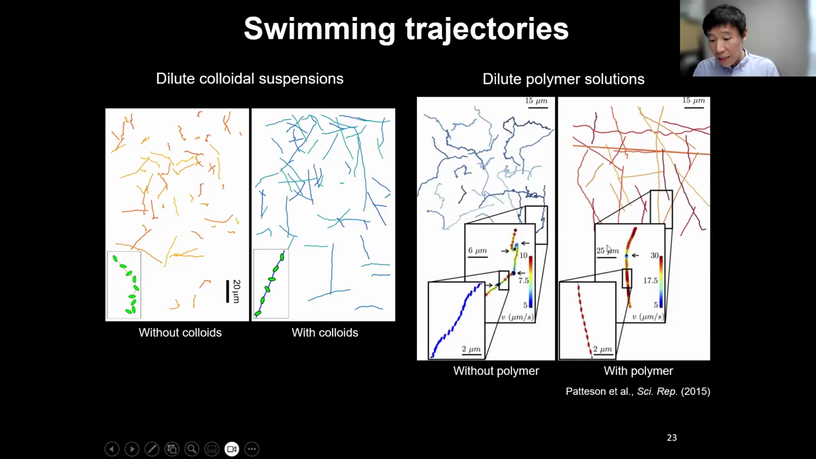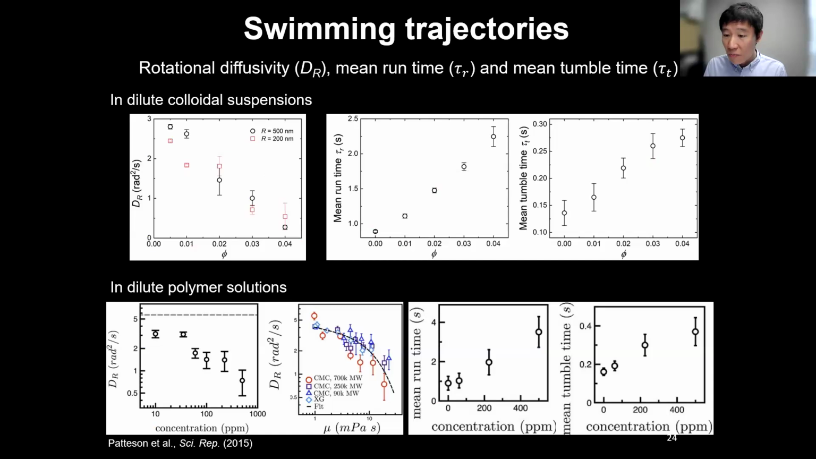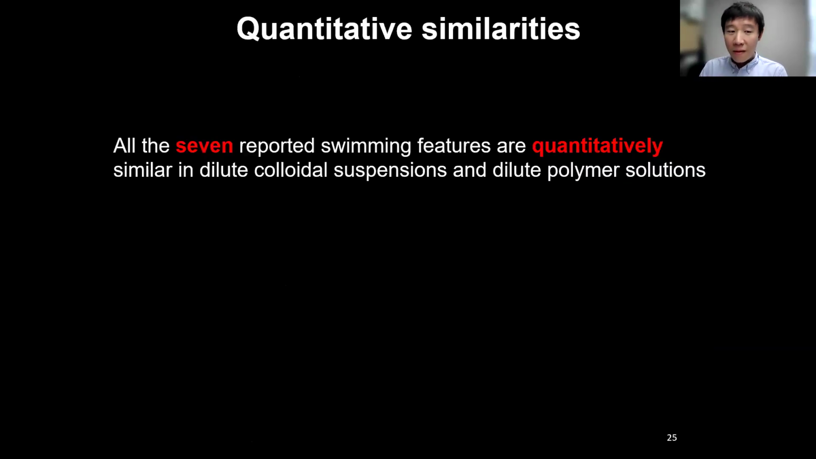Now, from the trajectory, we can extract a lot of different things. We can extract the rotational diffusivity, mean run time, mean tumble time in the system. I plot that as a function of particle volume fraction, and in the polymer system, they plot this as a function of the concentration of the polymer. There is a lot of data in this slide, but the bottom line is that they are all quantitatively similar between the 2 systems. So the conclusion here is that all the 7 reported swimming features are quantitatively similar in dilute colloid suspension and dilute polymer solution.